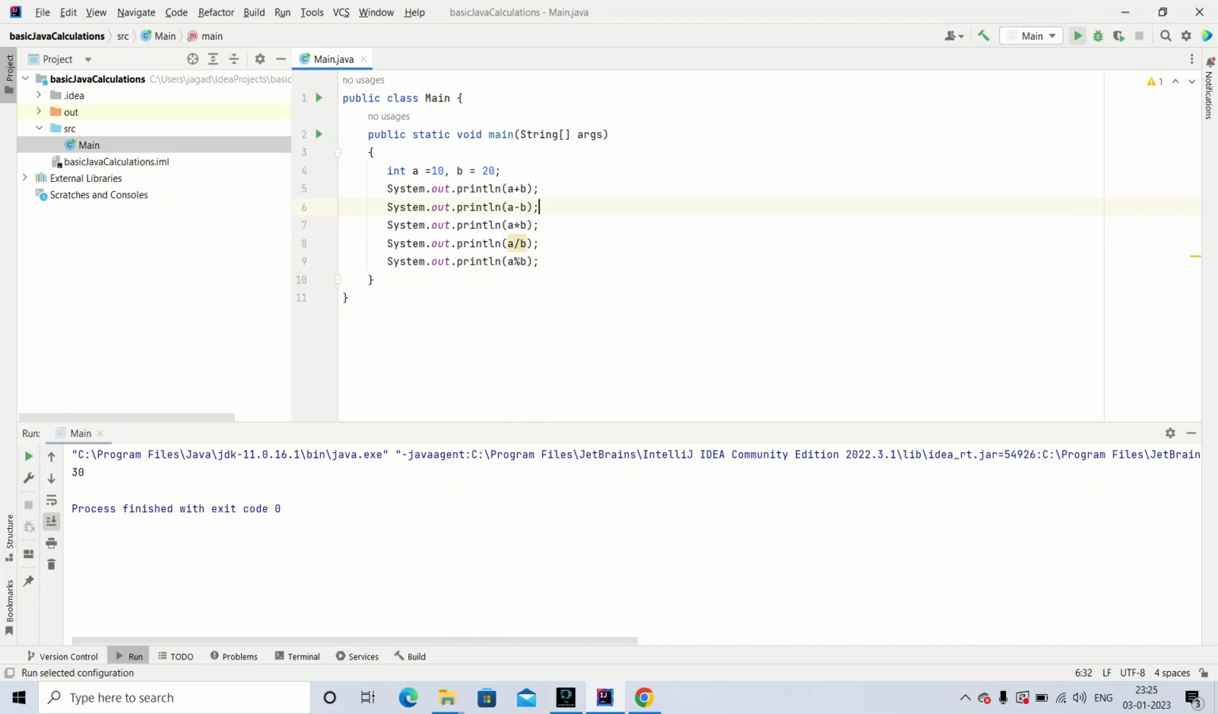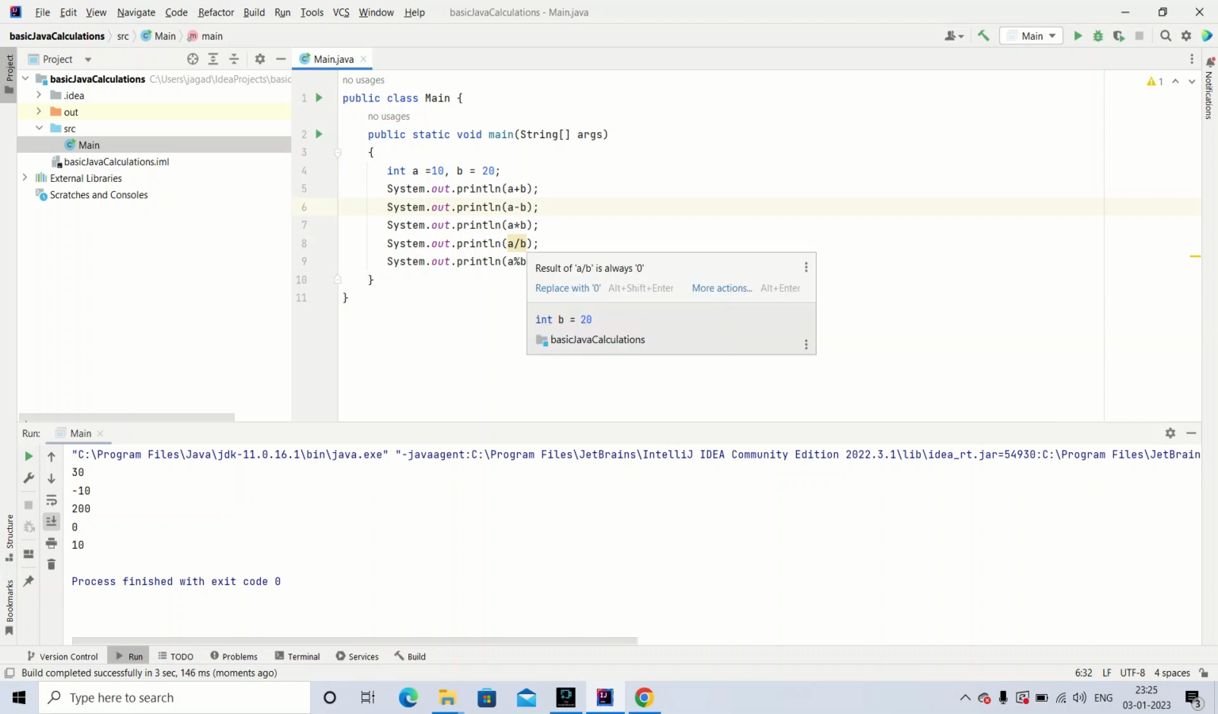Now let's execute this. Yes, you can see the output like 10 plus 20 equals 30, 10 minus 20 equals minus 10, 10 into 20, it's obviously 200, 10 by 20, it's giving 0. A modular b, it was 10.